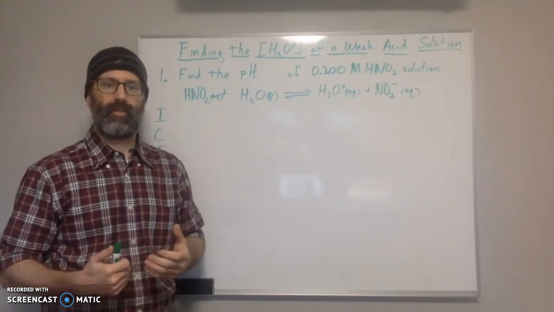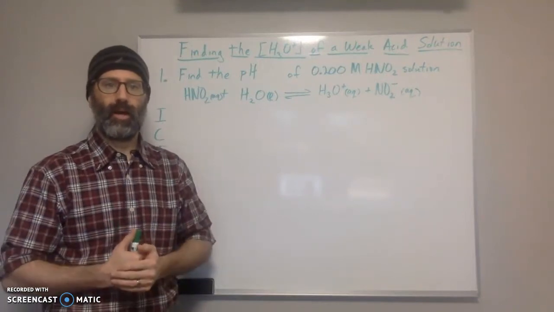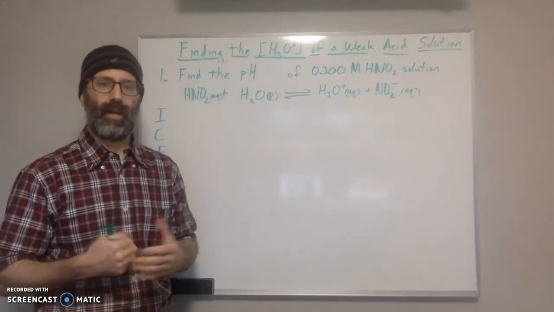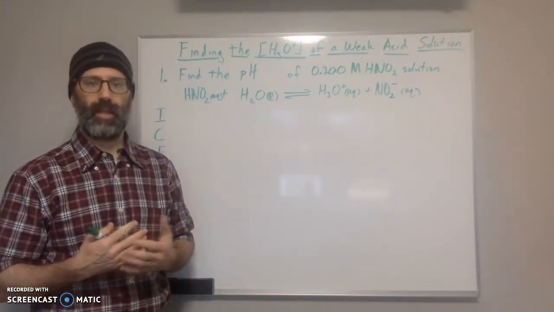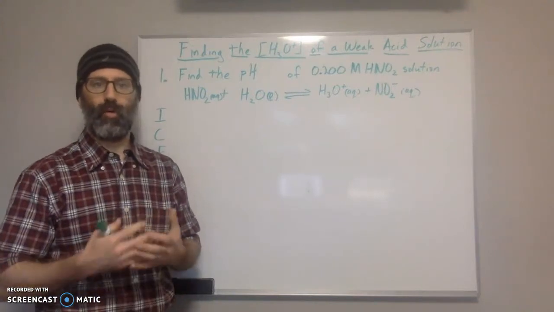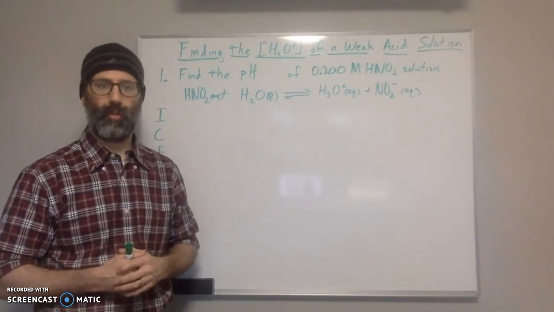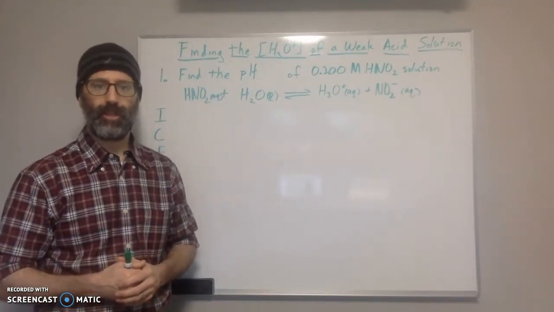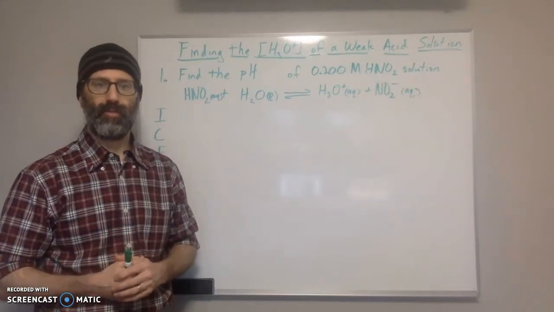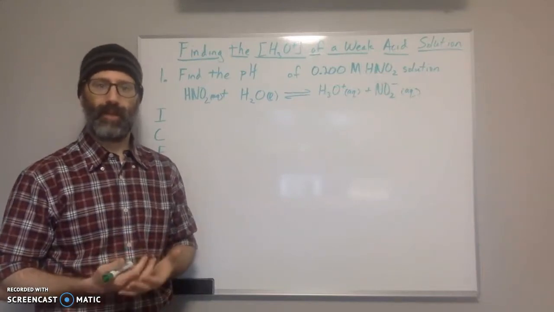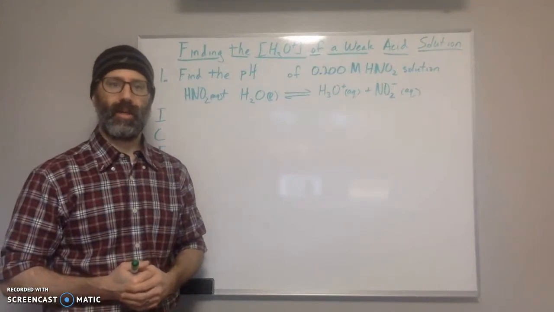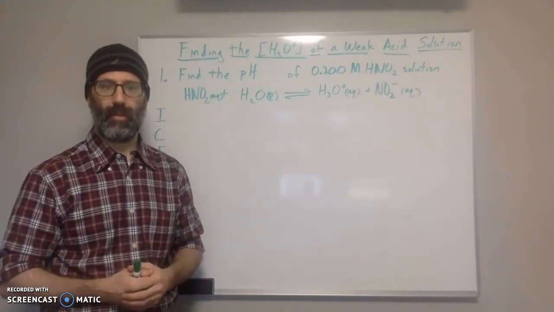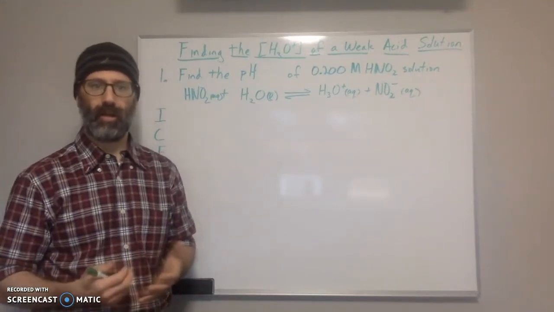So in this case what we're going to be doing is the same thing. You want to set up your ICE chart, you want to have a balanced equation, and then use that ICE chart and the equation to find the equilibrium expressions for the things you're looking for to plug into your Ka expression. Once you find your x value, then you can find the concentration of your hydronium ion, and then from there you can find the pH using the negative log.